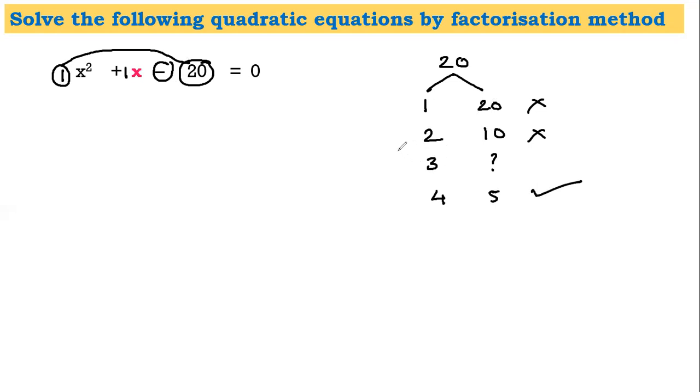Now we have to give them signs. Before giving the sign, we'll revise the rule. There are two rules, one for addition and one for subtraction. For addition, the rule is middle number sign to both the factors. For subtraction, the rule is middle number sign to the bigger number and opposite sign to the smaller number.